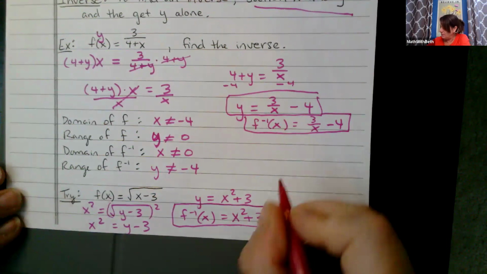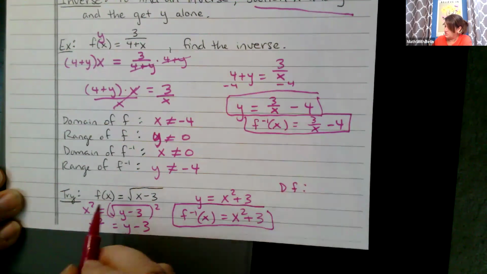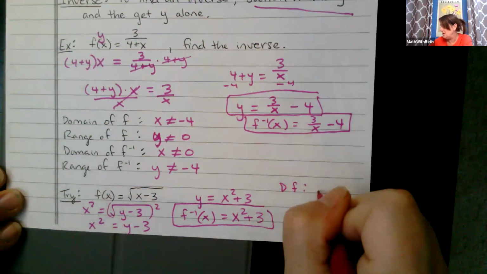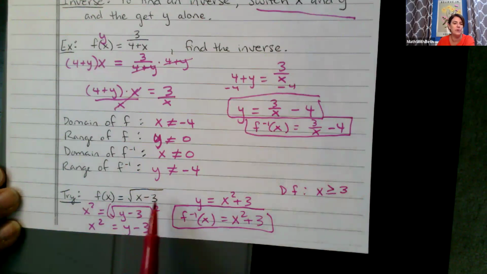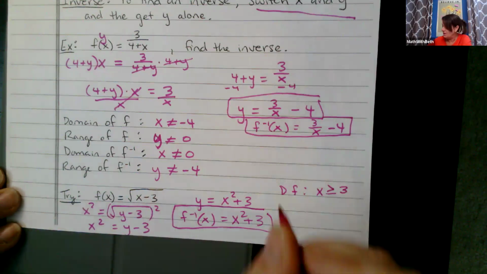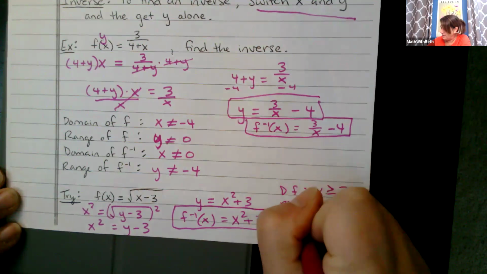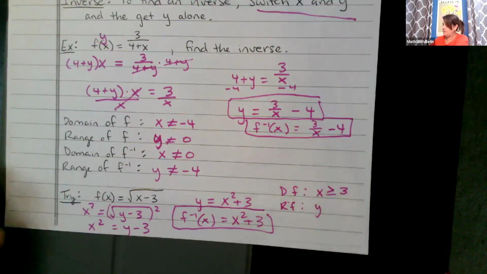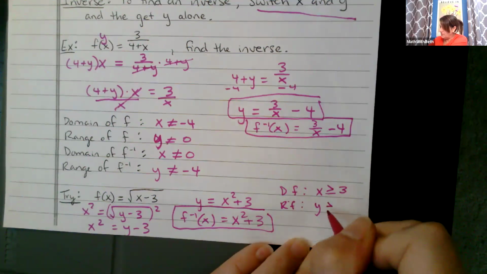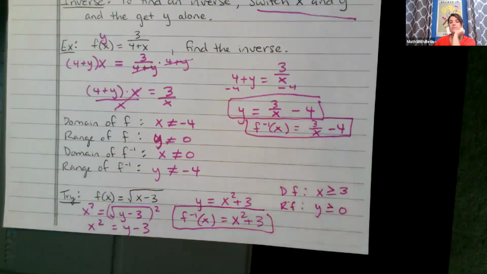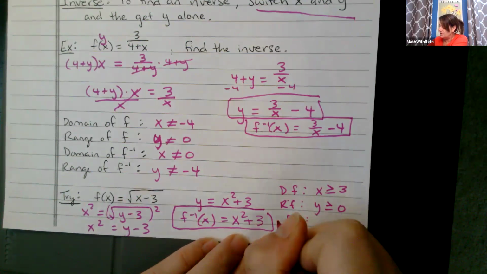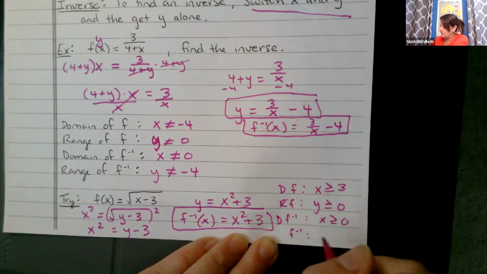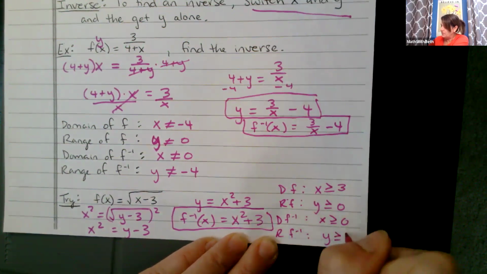Okay, the domain of f, the original, would be x is greater than or equal to 3. Because remember, you set the inside of a square root greater than or equal to 0 and solve. And the range of f would be y is greater than or equal to 0. And so for f inverse, they're just going to switch. So the domain would be x is greater than or equal to 0, and the range would be y is greater than or equal to 3.